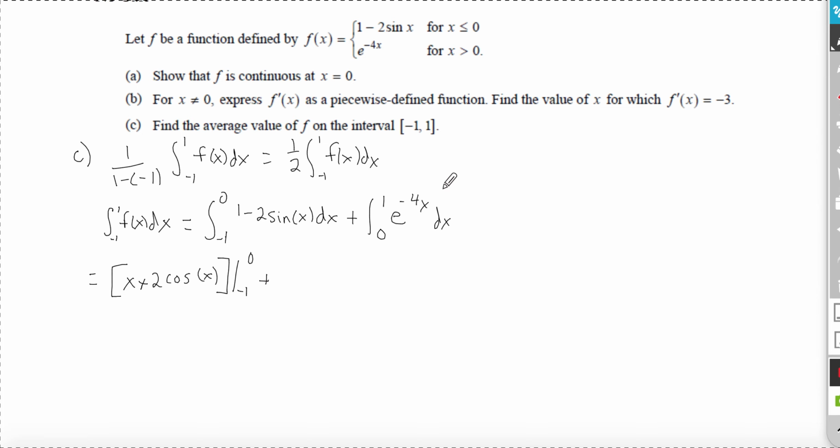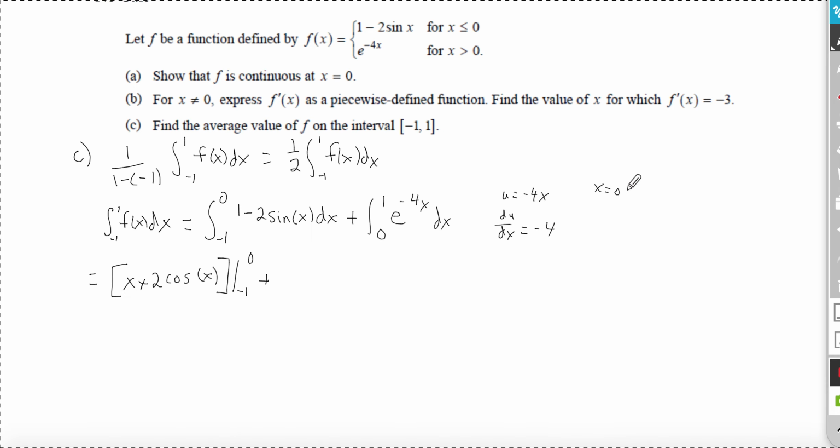Plus, I need to do the same thing over here. Antiderivative of e to the -4x. You could do a u substitution here if you want. u would be -4x, du/dx would be -4, and so on. You'd have to change your endpoints.